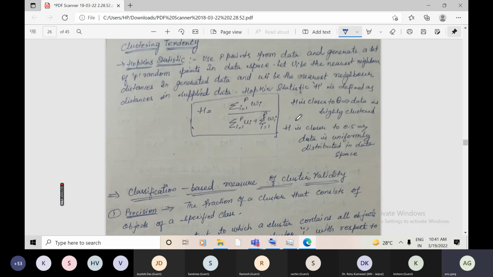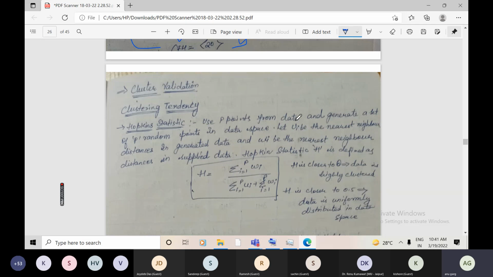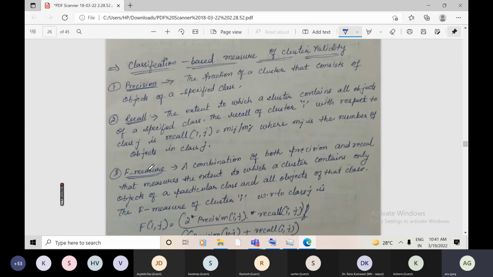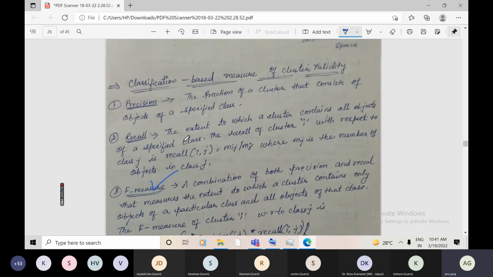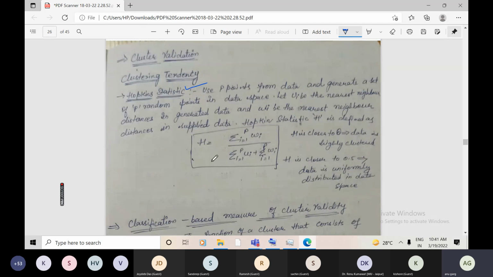Okay, I will jump into this one now. Cluster validation. There are some methods with which you can validate your clusters, whether they are good clusters or not. For cluster validation, you have cluster tendency. Under cluster tendency, you have one concept called Hopkins statistics. Then you have precision, recall, F measure. Okay. Hopkins statistics formula is this.